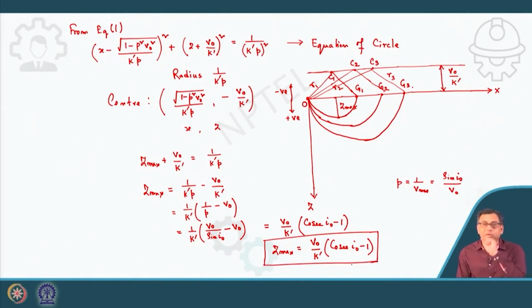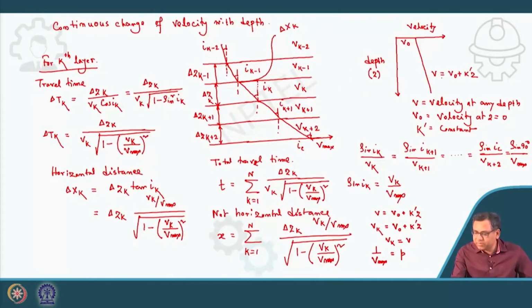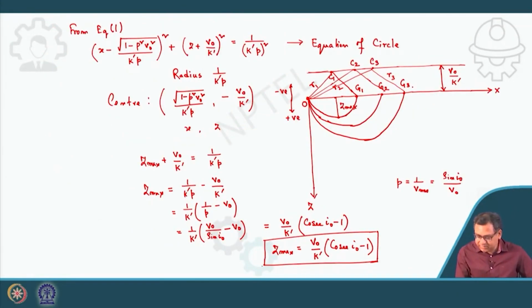Now here what are the unknowns? First, if I know V0 and K dash, then I can get the velocity at any depth. So V0 is unknown, K dash is unknown, and then what would be the Z max? The maximum depth the wave will reach. That also we will get from this equation. Okay, so that also we will get from this equation.